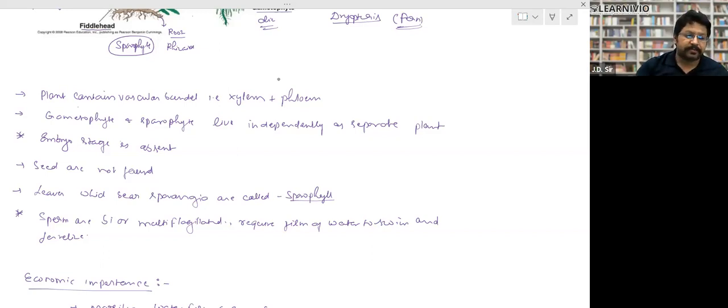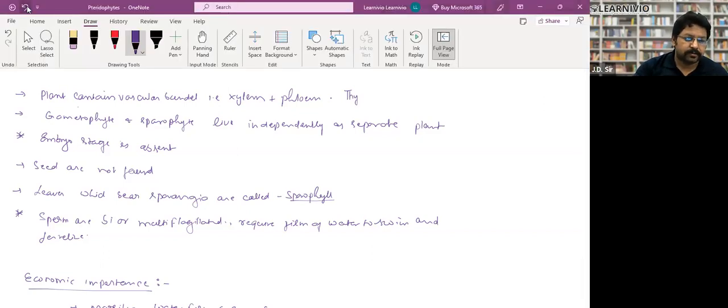The vascular bundles are called steel. The vascular bundles are called steel.